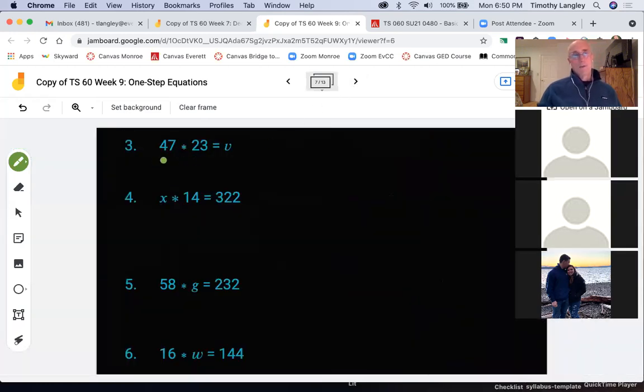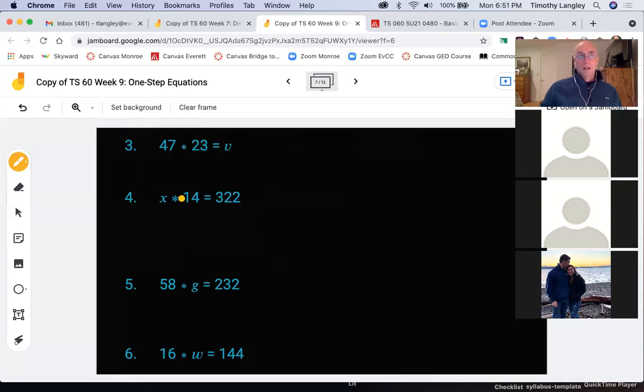Now, this number 3 here, I'm not even going to do it, but see how it just says 47 times 23 equals V? So I would just multiply those two numbers together, and that would give me the answer. Okay. So I'll go on to number 4 here. X times 14 is 322. Go ahead and copy that. X times 14 is 322. Okay.